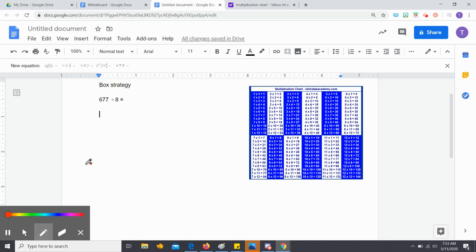All right, welcome back to doing long division with a different strategy. This is the box strategy. Now, the box strategy is going to look really similar to the standard algorithm.